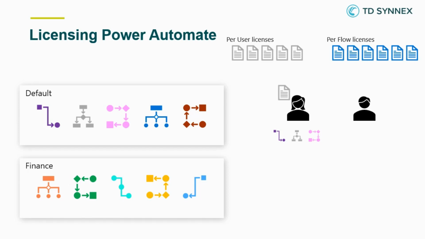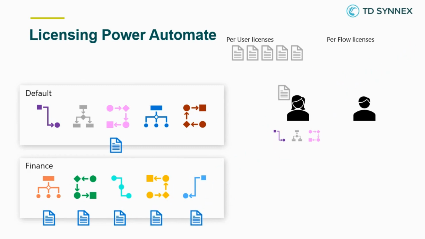The per flow licenses are not assigned to users, they're assigned to flows. So what about our other user? He has these flows shared with him. And because all of the flows he needs to access are licensed with per flow licenses, there are no additional licensing requirements for him to use the flows that he needs to. And in fact, a per flow license allows an unlimited number of users to use a licensed flow across the organization.